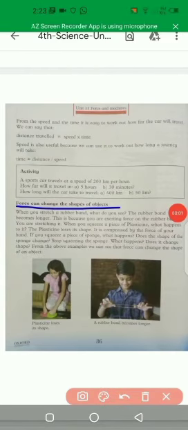Force can change the shape of objects. In this picture, you can see that there is a child who is stretching a rubber band. This is because this child is exerting force on the rubber band. The shape of the rubber band changes. The rubber band becomes larger. So we can say that force can change the shape of objects.